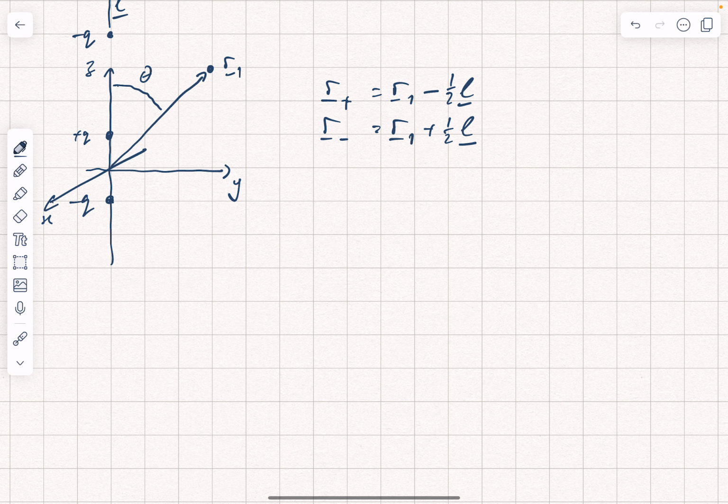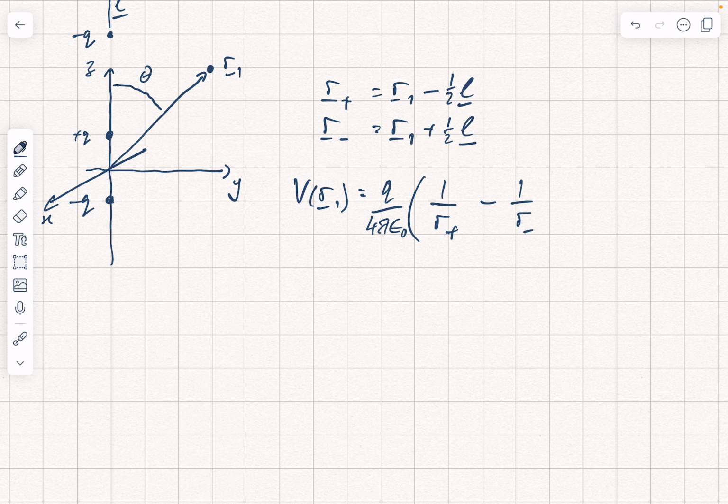Now we could just write down the potential as that stands. So we could write, for instance, V at r1 is equal to q over 4 pi epsilon naught into 1 over r plus minus 1 over r minus. And you can do that, and if you have a computer you can solve that. But we want to write something a little more helpful. We want to expand out purely in terms of r1 itself. We don't want these r pluses and r minuses sitting here.